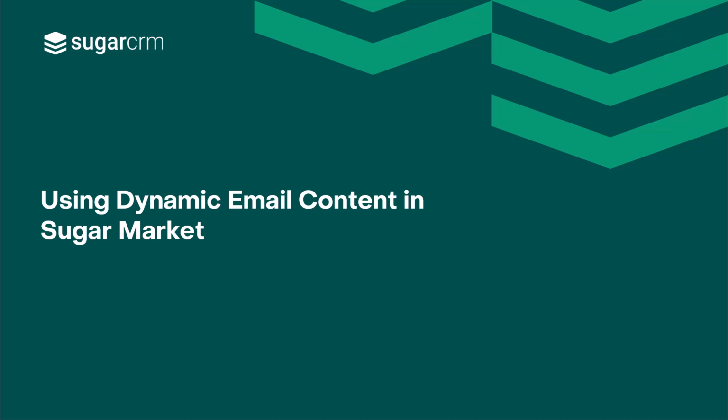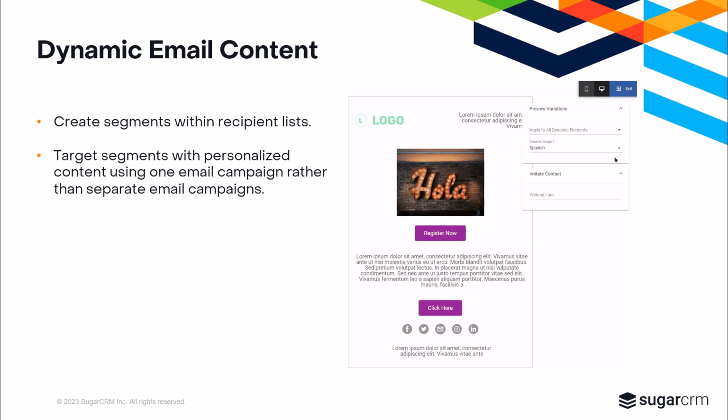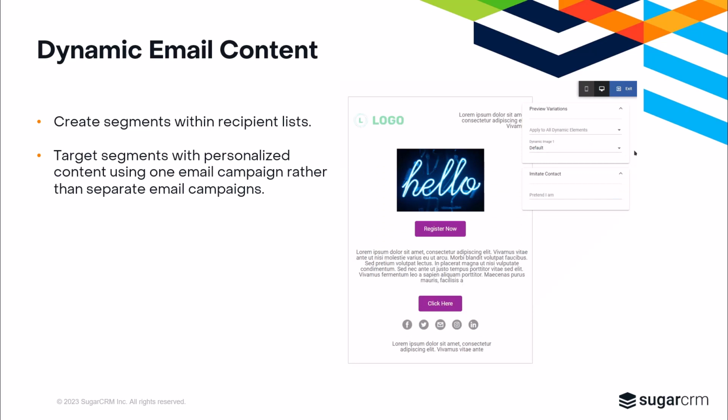In this video, we'll explore how to use dynamic content and email campaigns to deliver personalized, targeted content to your marketing recipients efficiently. With dynamic email content, users can create segments within recipient lists based on demographic makeup. They can then create personalized content for these unique segments with one email campaign instead of having to create multiple separate email campaigns.